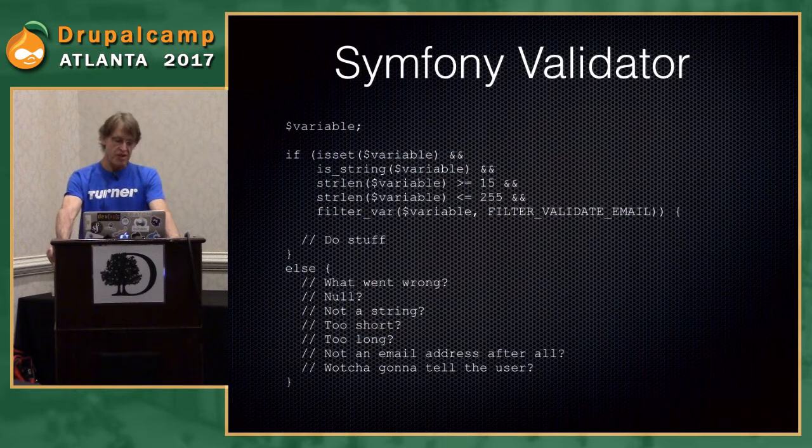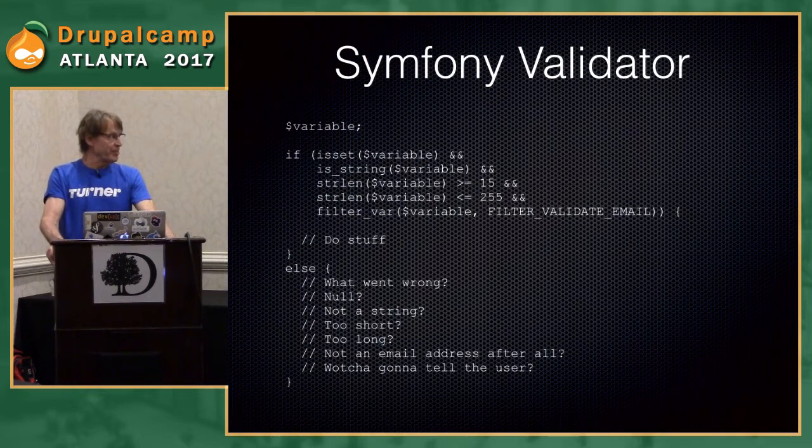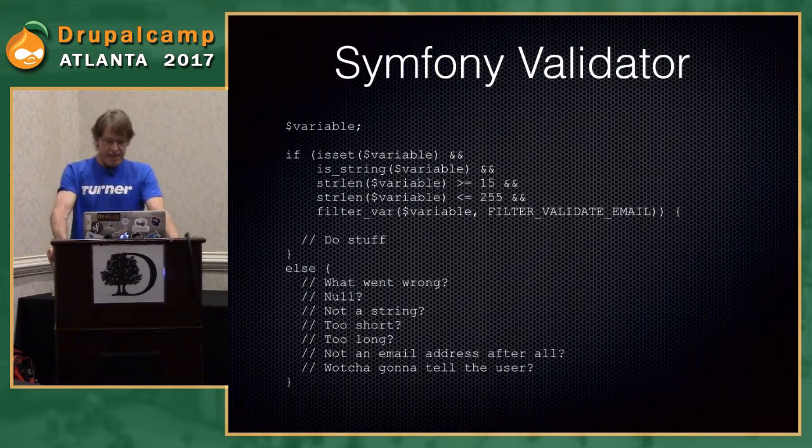But what if something goes wrong in there? We got to tell the user something. We can't just say, hey, this didn't work. They're going to want to know, was it not a string? Was it null? Was it too long? Was it not an email? And now all of a sudden you're down into your else block here, and with the different permutations that we've got up here, that can get pretty ugly.